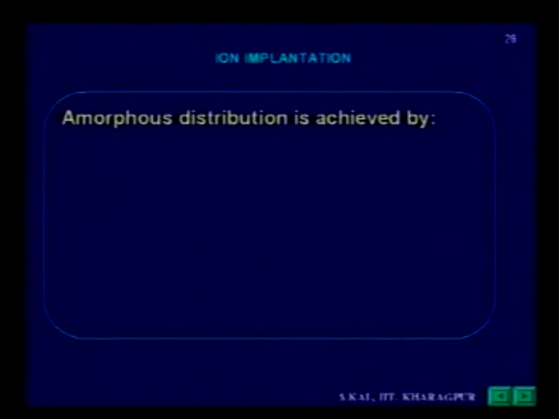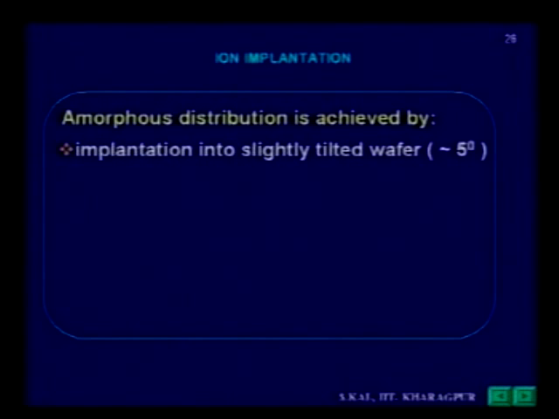Thus, amorphous distribution is achieved by implantation into a slightly tilted wafer. Amorphous distribution achieved means you have to reduce channeling drastically, then it will be an amorphous distribution. And that is implantation into a slightly tilted wafer, and that tilting angle is nearly 5 degrees.